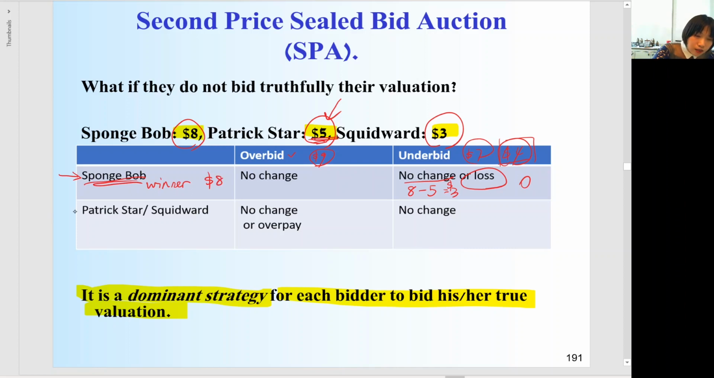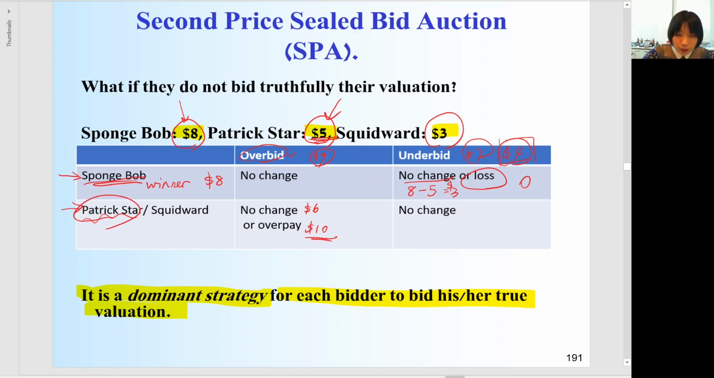Now let's see if the losers have any incentive to lie. Maybe they want to overbid, then they have a chance to win. For example, Patrick Star. If he lies and overbids $6, nothing changes, because SpongeBob is still the highest bidder, he is still the winner. But if he is very ambitious now, he wants to bid $10, then Patrick Star will be the winner.